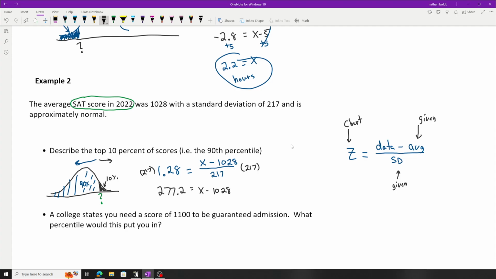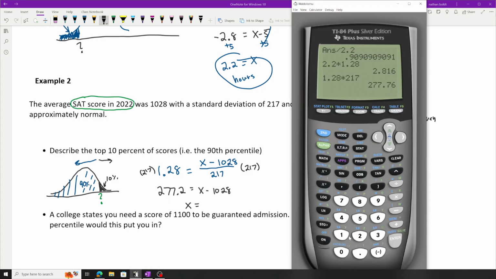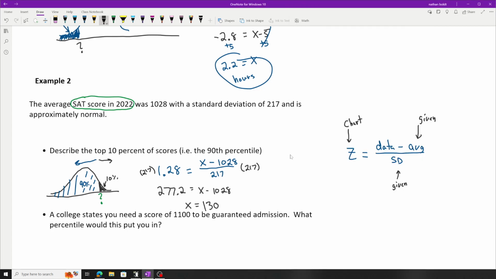Add to both sides, and x equals 277.7 plus 1028. 1305. All right, I think I had a typo. Not that it's too big of a deal, but I think that was a 7, wasn't it? Ooh, 1305. That is better than I did, that's for sure. Not by a lot, I guess, but definitely better than I did.